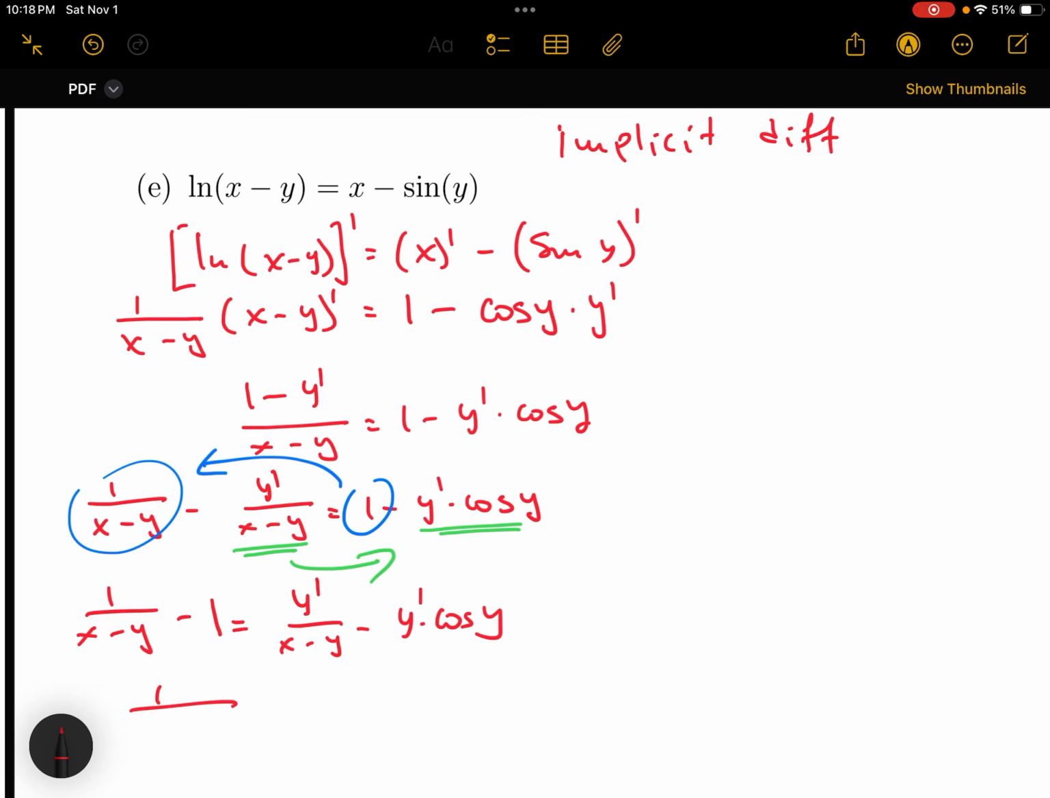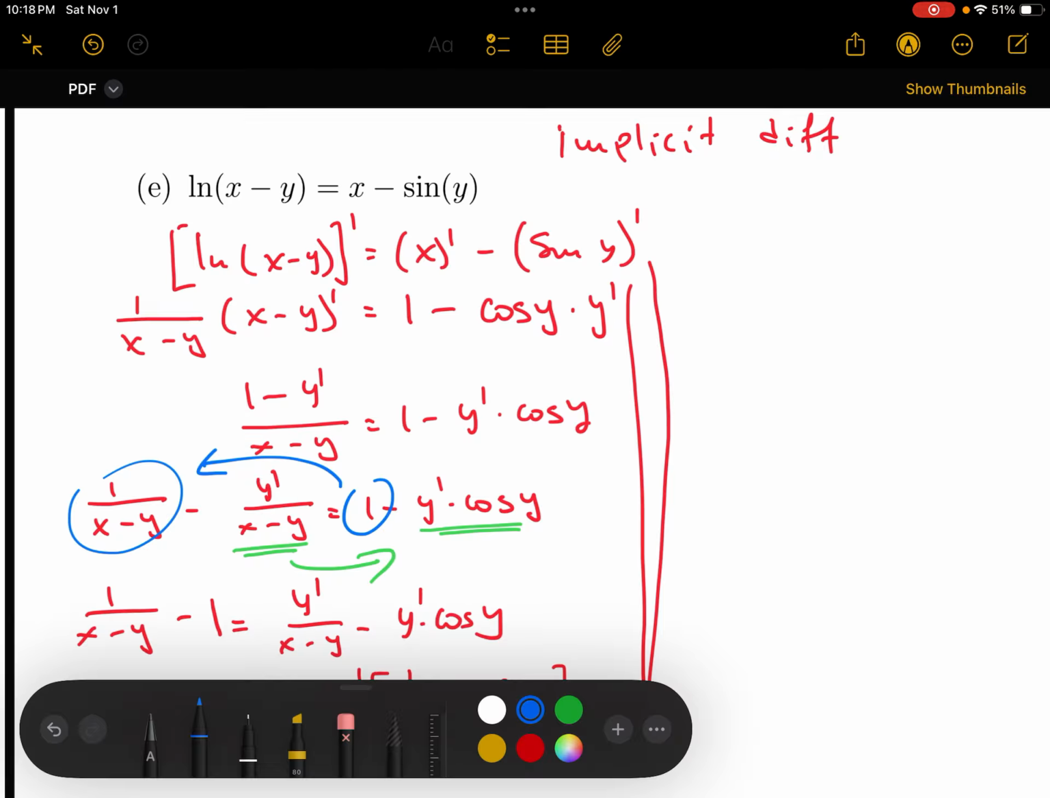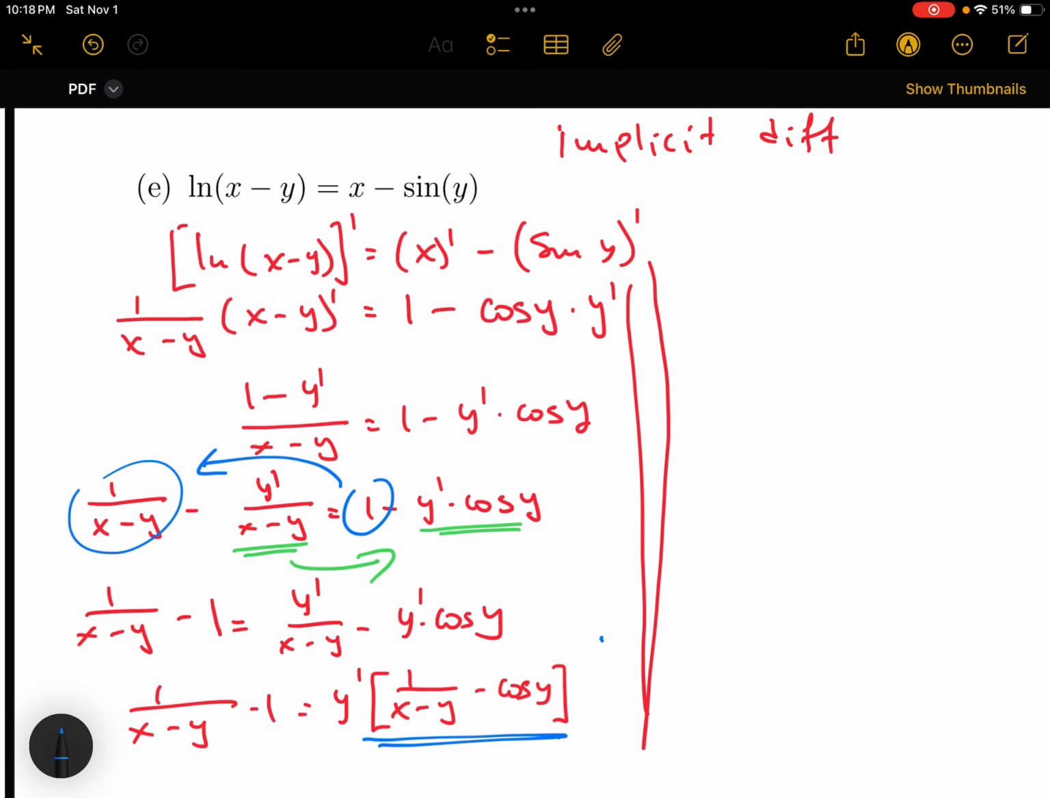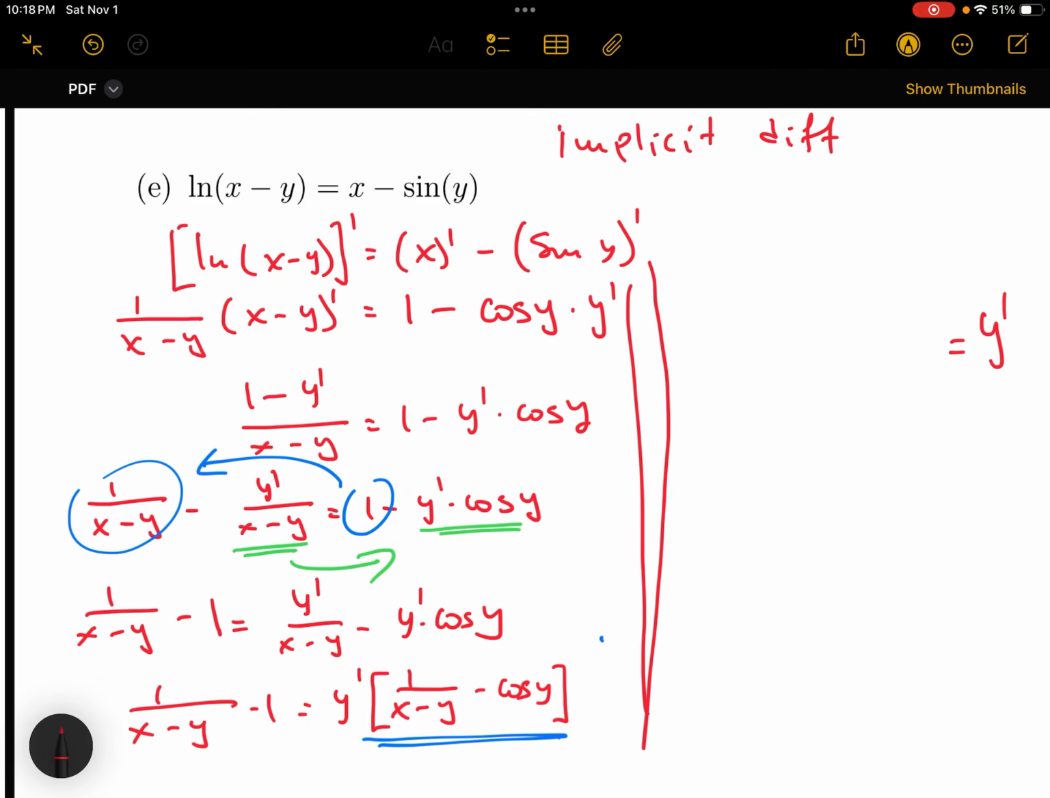which allows us to factor y prime on the right hand side. I am left with 1/(x - y) - cosine of y. And here I can divide both sides by this factor right here, which will allow us figuring how much is y prime only. So y prime is equal to (1/(x - y) - 1) over (1/(x - y) - cosine of y).